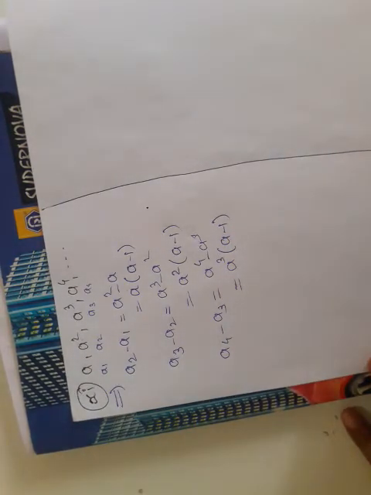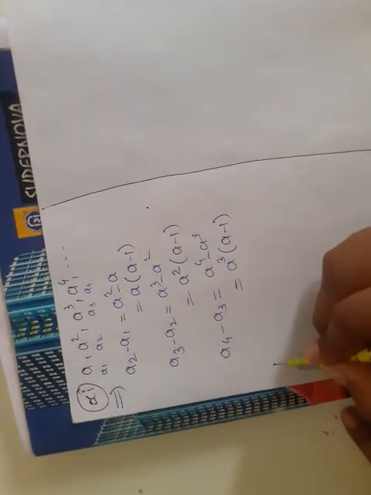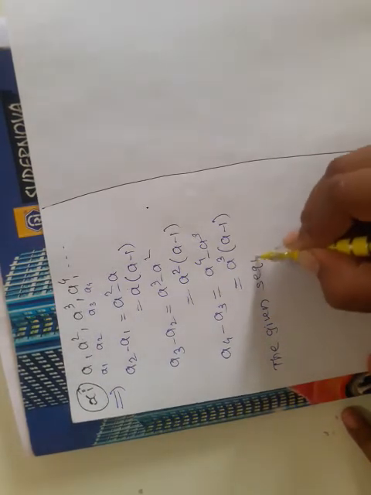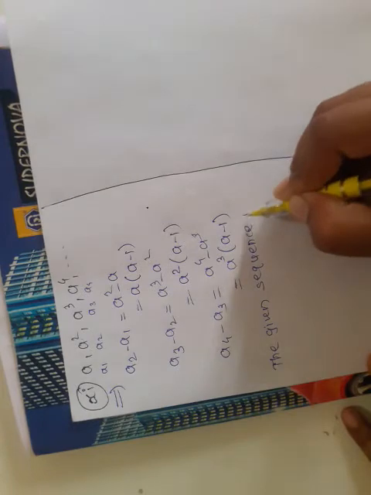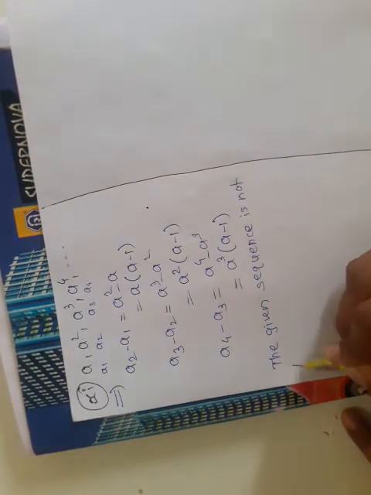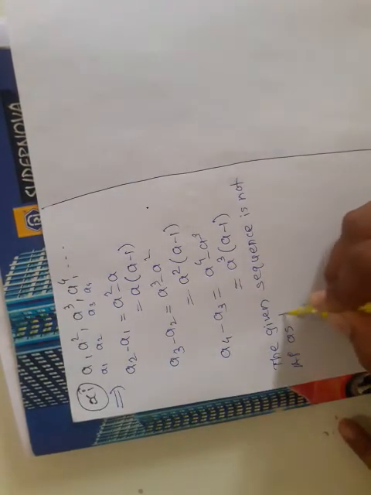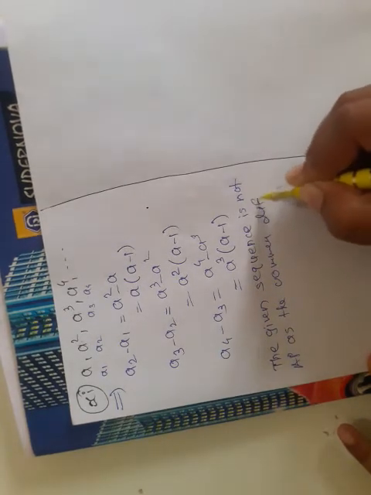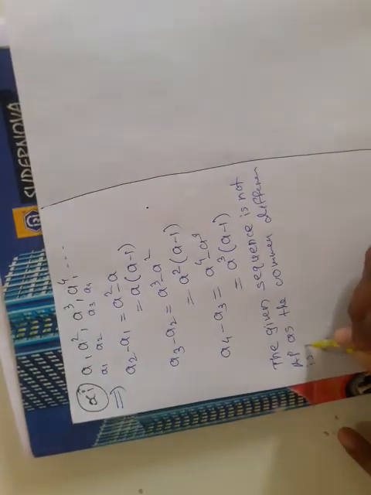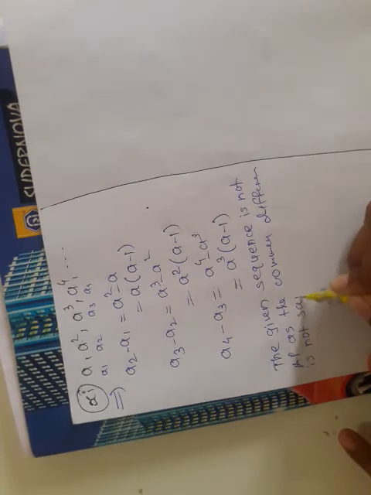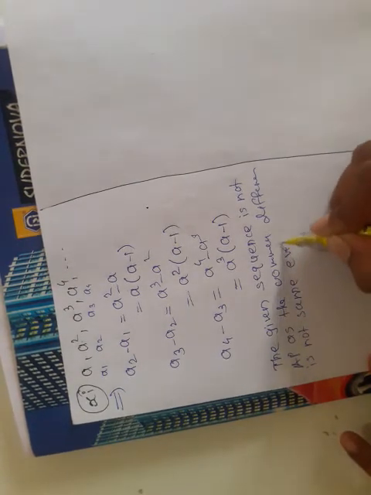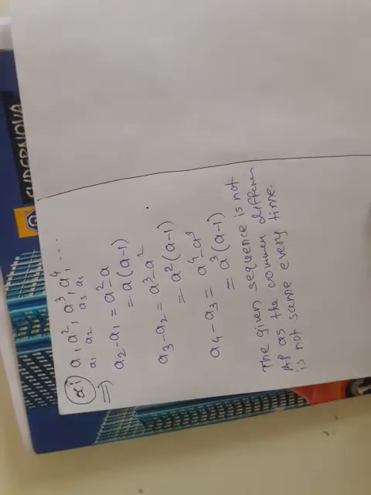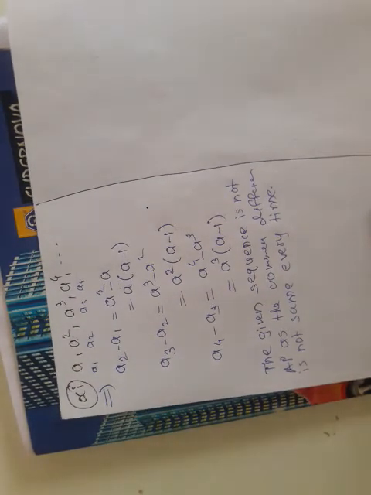So write down here, the given sequence is not an AP, as the common difference is not the same everywhere, not the same every time. So the given sequence is not an AP.